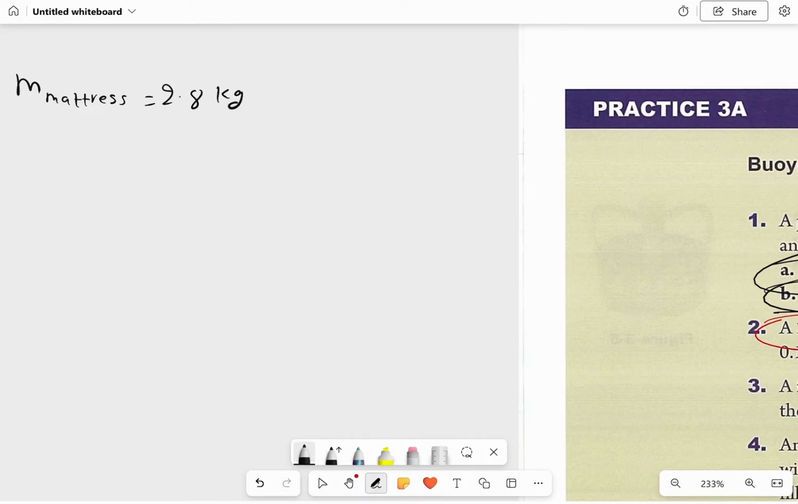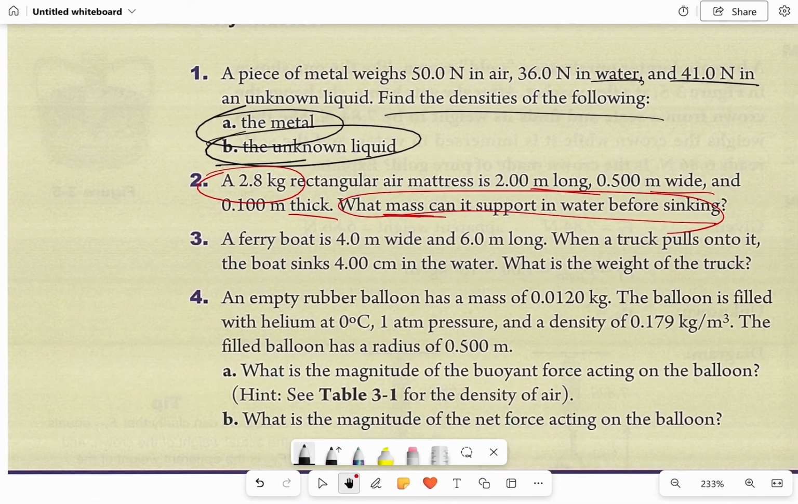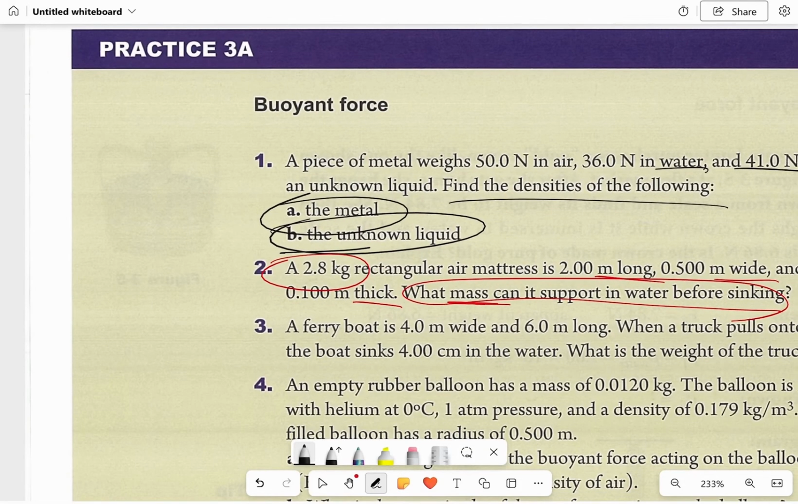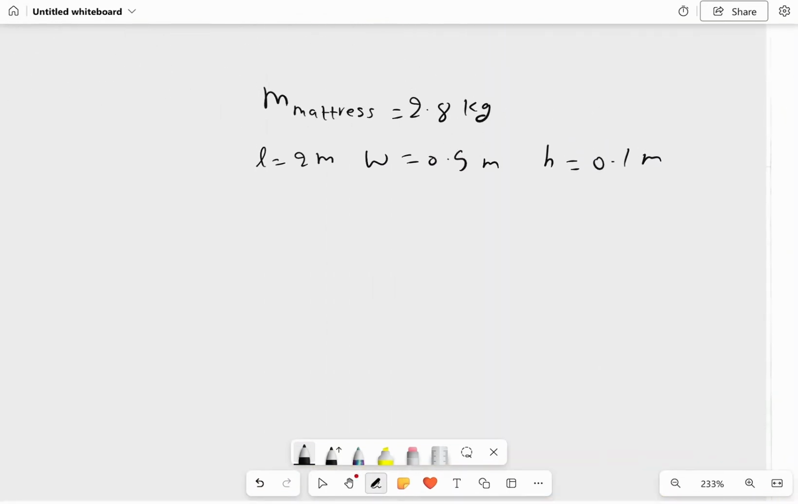Now you have length, which is equal to 2 meter. You have width, which is equal to 0.5 meter, and you have height, which is equal to 0.1 meter. Now, it's water. It says water. So you already have the density of water, which is equal to 1 times 10 to the power of 3 kilogram per meter cubed.